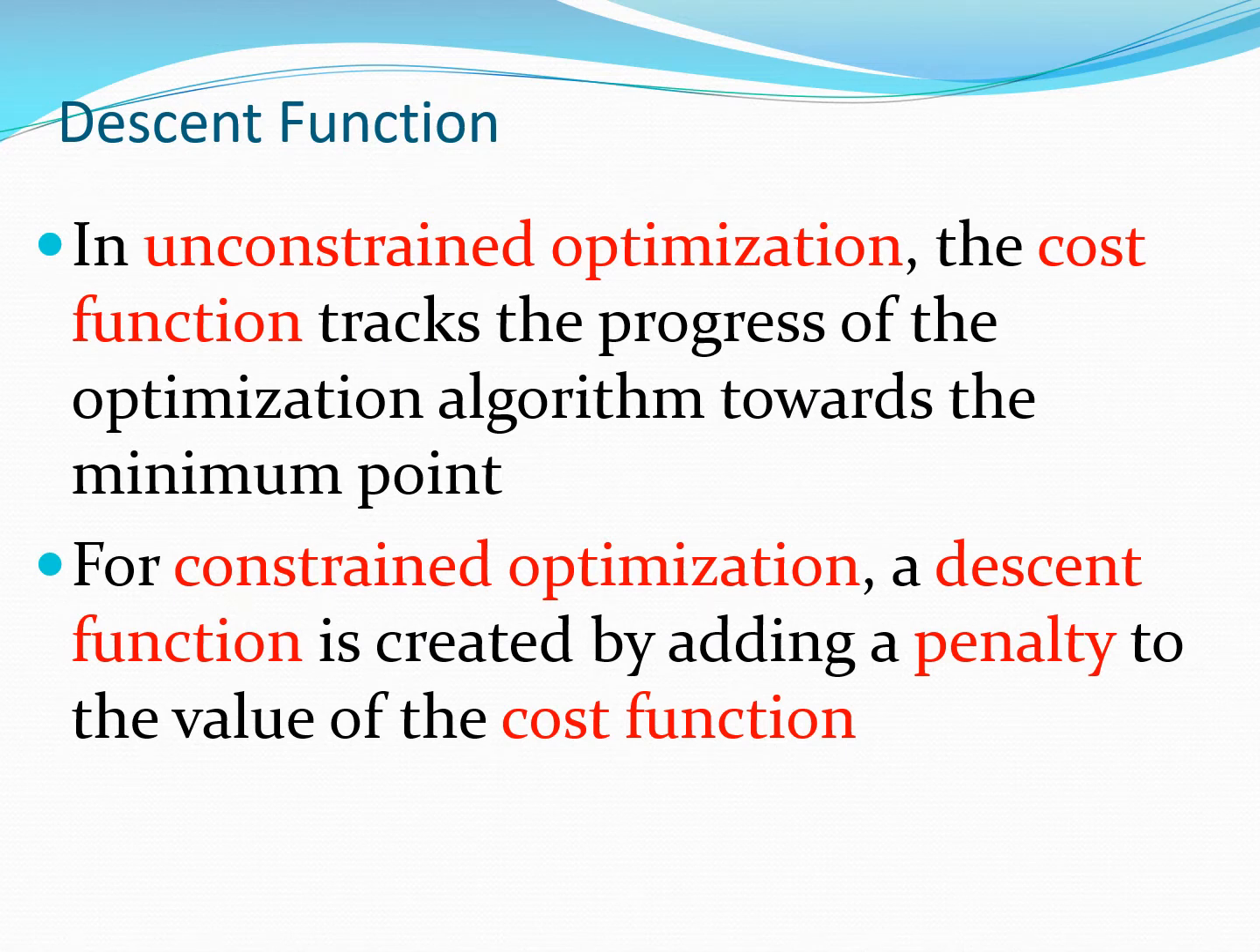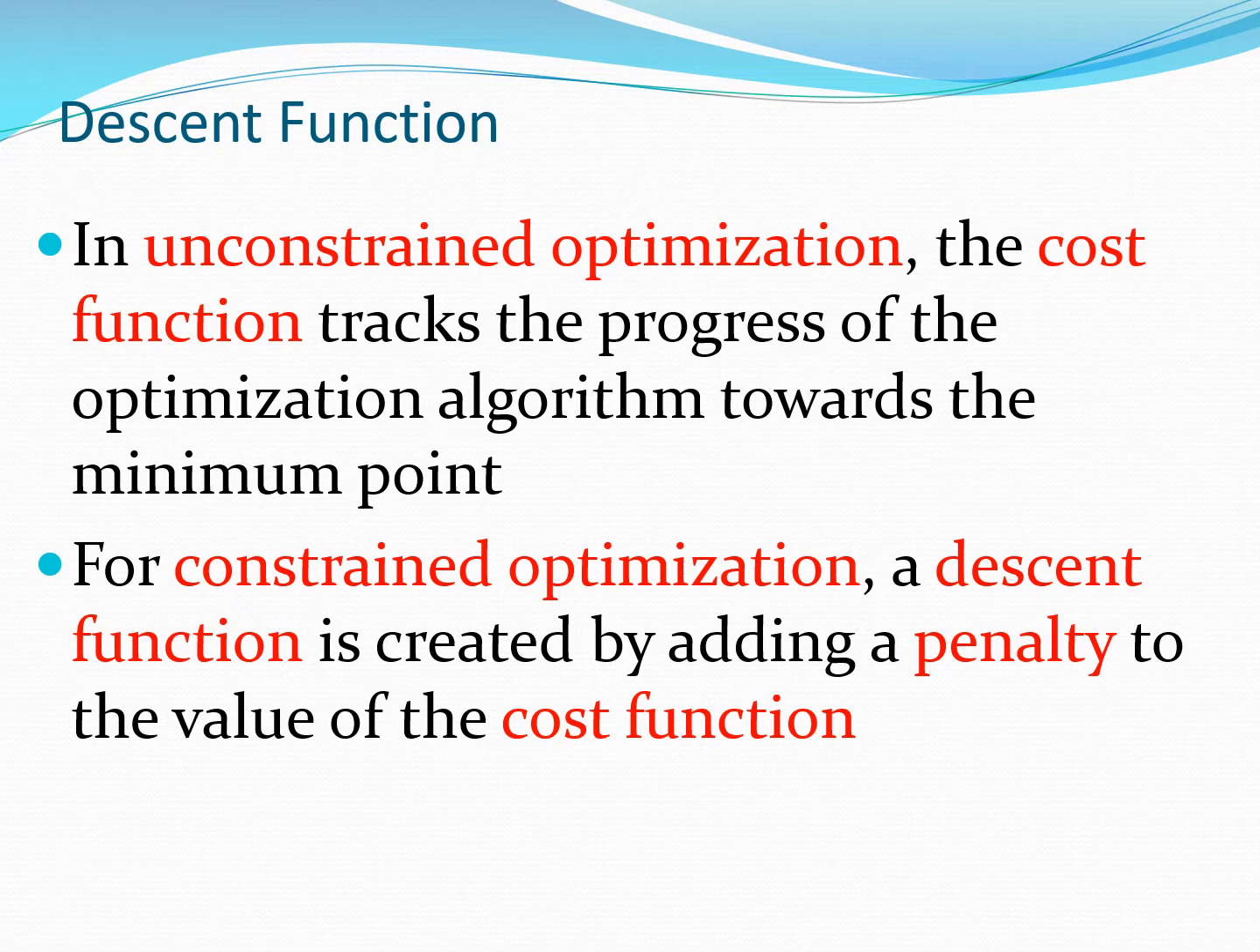Now we have seen that in a typical unconstrained optimization problem, the cost function lets you track the progress of the method as the method moves towards the minimum point. So as you progress from case 0, 1, 2, and so on, you can look at the cost function and see how it is progressing. In contrast, if you are dealing with a constraint optimization problem, you need to create a new function, and this is known as a descent function, to check the progress of the method.